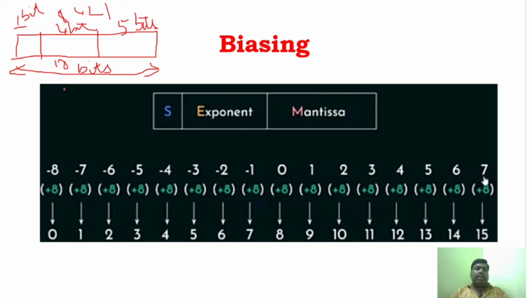So if it has a 10-bit representation, the exponent is 4 bits here. 4 bits means 2 to the power of 0, 2 to the power of 1, 2 to the power of 2, 2 to the power of 3. This is the 4-bit field. The maximum value will be 8, correct? The maximum value will be 8.